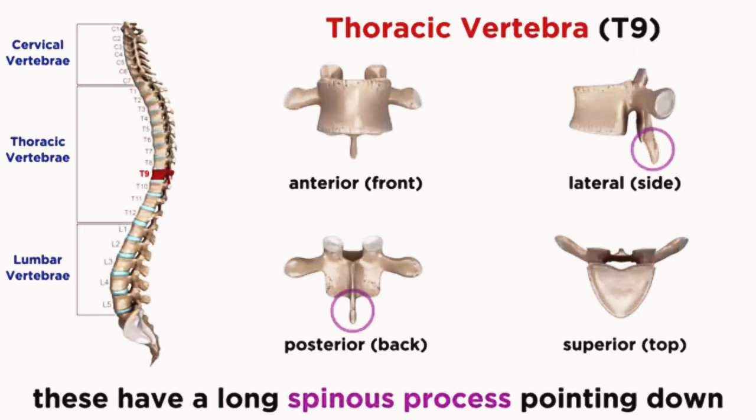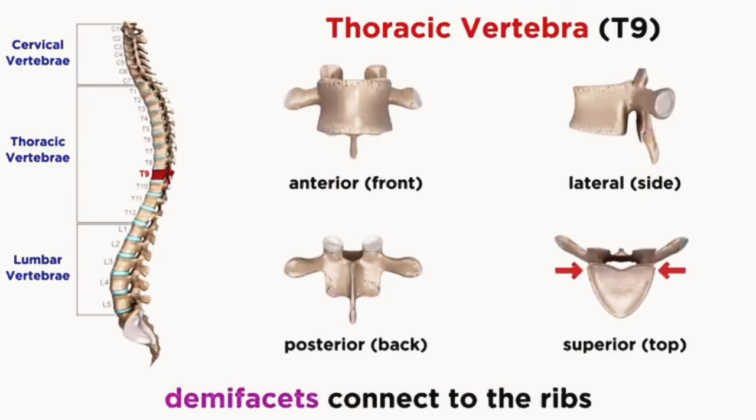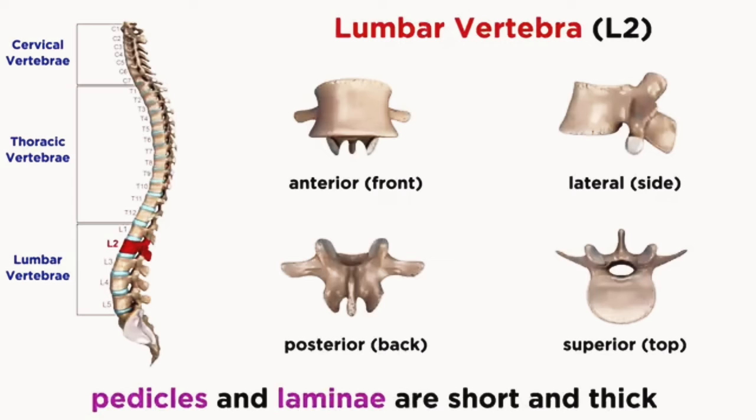Thoracic vertebrae have a spinous process that is long and points down, and they also exhibit structures called demifacets which connect to the ribs. Lumbar vertebrae, being much larger, have pedicles and laminae that are short and thick, as well as other slight discrepancies.